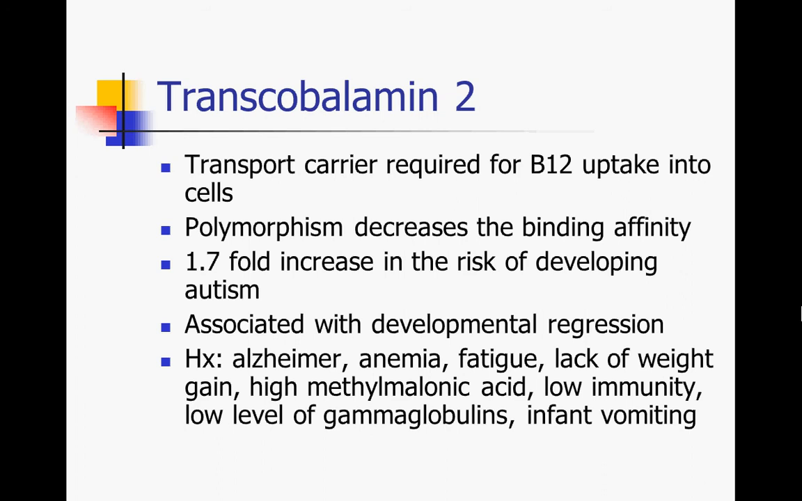We often find Alzheimer's in the family history. We see periods of anemia, fatigue, lack of weight gain. Kids will come in and their growth is really low. Blood-wise, we see high methylmalonic acid. We see low immunity. They have chronic ear infections. They've had a lot of upper respiratory abnormalities, which leads to low levels of gamma globulins. These are the immunoglobulins that keep us sick. We also see infant vomiting. Sometimes the extreme colic in these kids is due to a transcobalamin problem where they can't absorb vitamin B12.